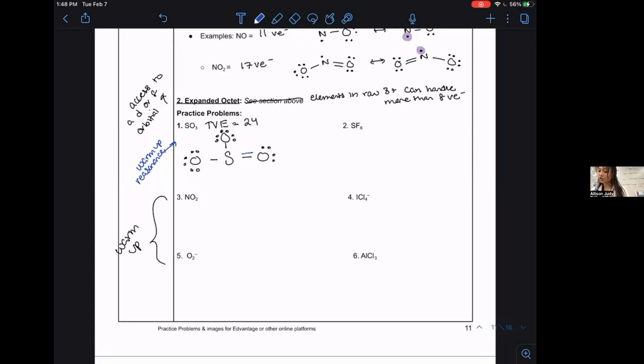All right, this is sulfur hexafluoride. Sulfur hexafluoride is a gas, and it's really toxic. It would have been filled out completely. Sulfur would have access to 12 electrons.